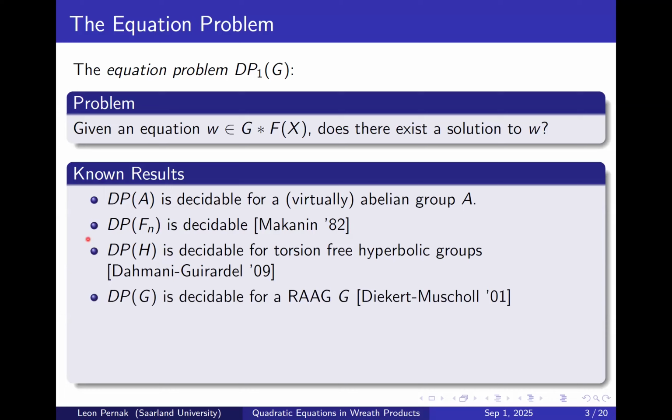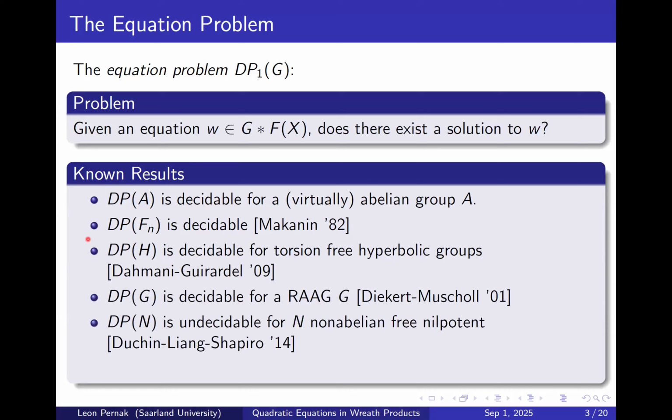For RAAGs, it's also decidable, but we shouldn't generally hope for systems of equations to be decidable, because actually in most cases they aren't. I put here the extreme cases of free groups and abelian groups, but everything in between tends to be difficult and in most cases might even be undecidable. This is illustrated by the fact that even for some non-abelian free nilpotent group, systems of equations are undecidable.